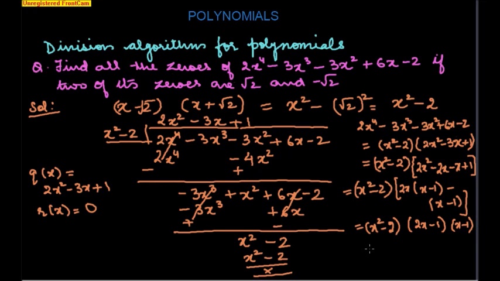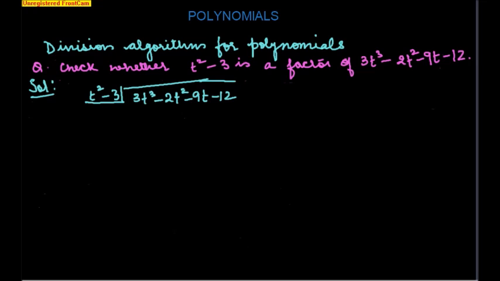So the remaining zeros apart from root 2 and minus root 2 are 1 by 2 and 1, and these two are the zeros which are already given to us. So let's take another example. Check whether t square minus 3 is a factor of 3t cube minus 2t square minus 9t minus 12.